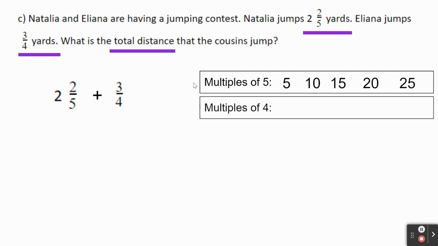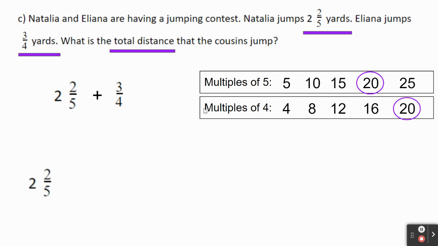Now we'll list out the multiples of 4, since 4 is the denominator of our second fraction. We have 4, 8, 12, 16, and 20. If you look carefully at both of these lists, we can see that the number 20 is in both lists. So that means when we create equivalent fractions, our denominator is going to be 20.